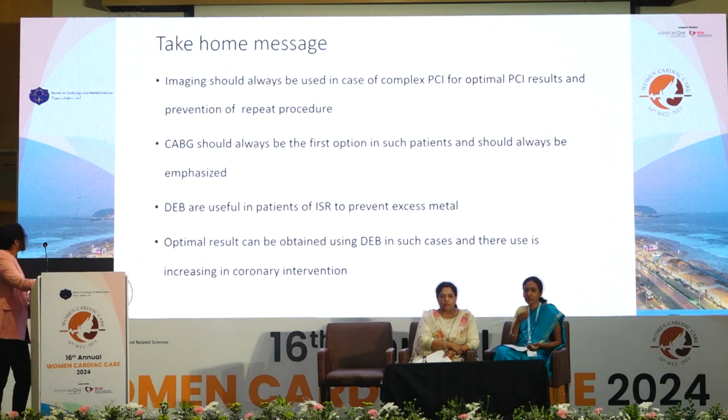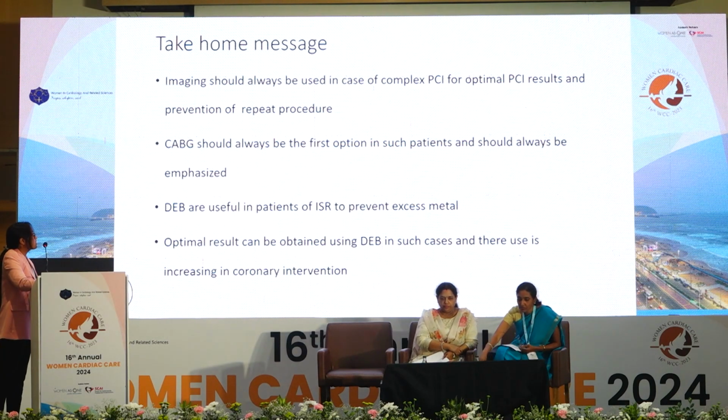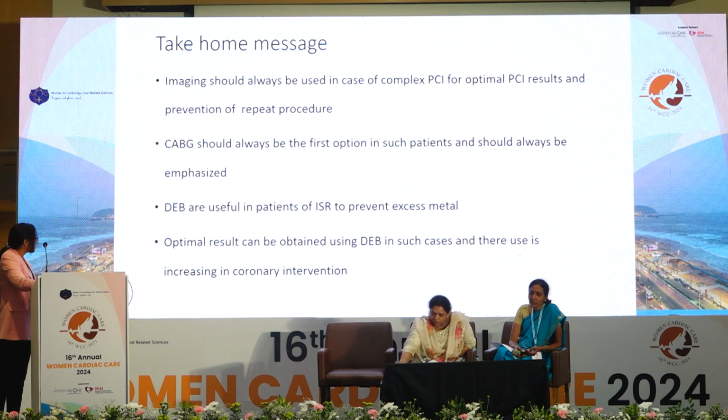So the take-home messages are: imaging should always be used in case of complex PCI for optimal PCI results and prevention of repeat procedure. CABG should always be the first option in such patients and should always be emphasized. Drug-eluting balloons are useful in patients of ISR to prevent excess metal. Optimal results can be obtained using drug-eluting balloons in such cases, and their use is increasing in coronary intervention. Thank you.